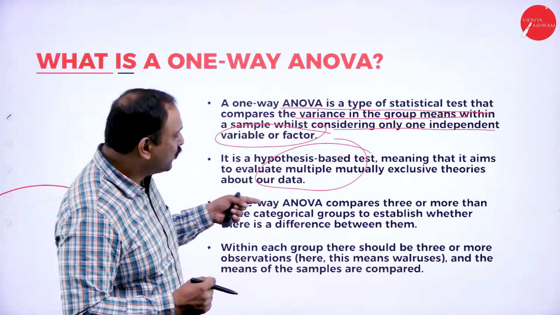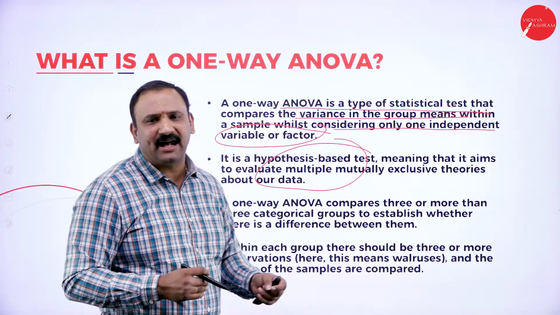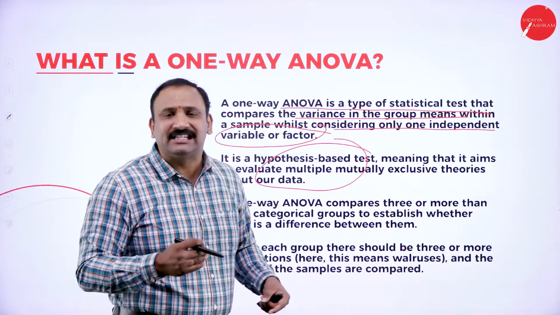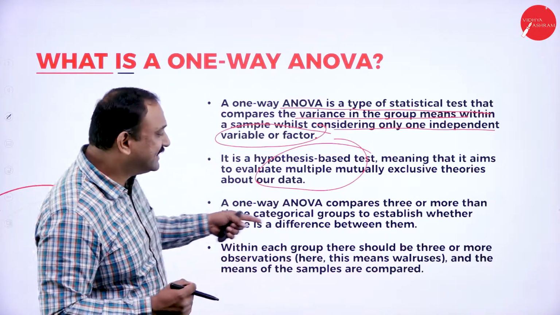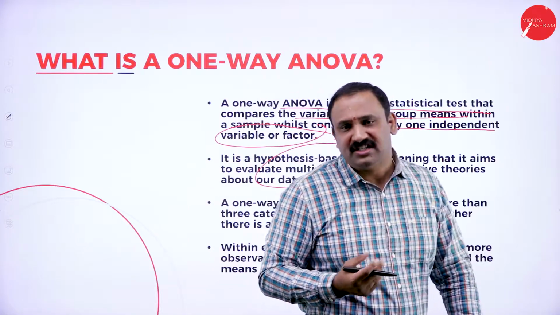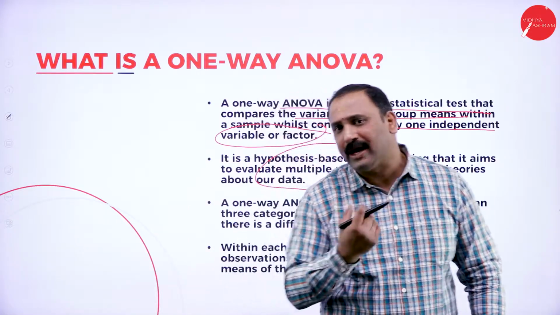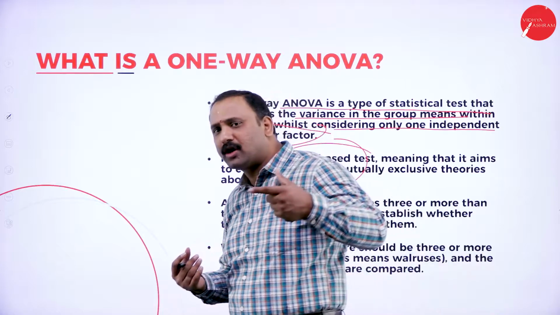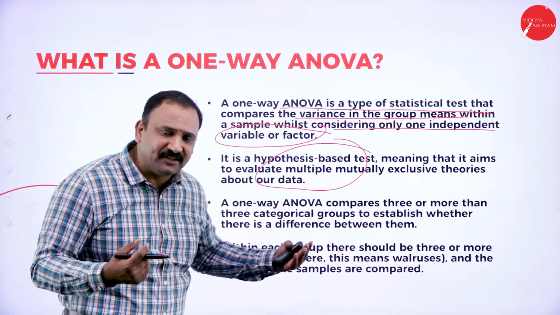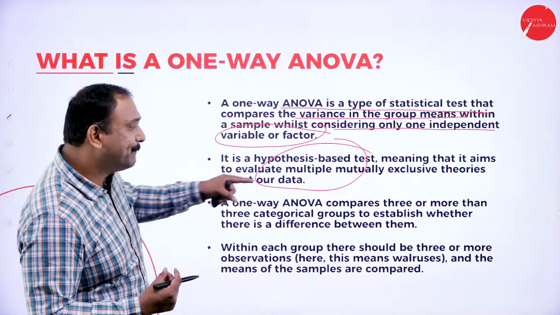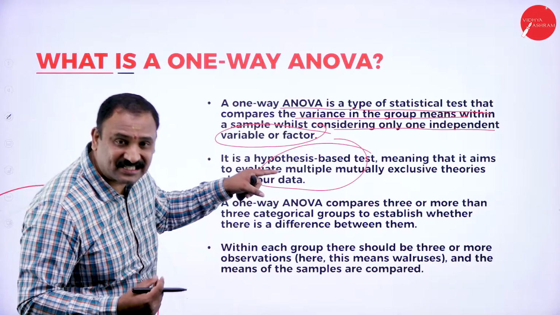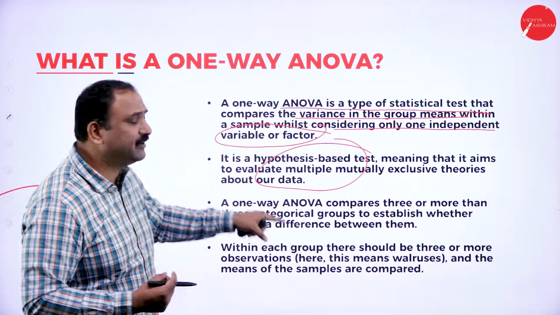Followed by that, the one-way ANOVA compares three or more categorical groups to establish whether there is a difference between them. Now this is really fantastic to see and measure and talk about. Why? Because when we talk about this ANOVA, when we talk about these comparison factors altogether, it compares three or more category groups to establish whether there is a difference between them.